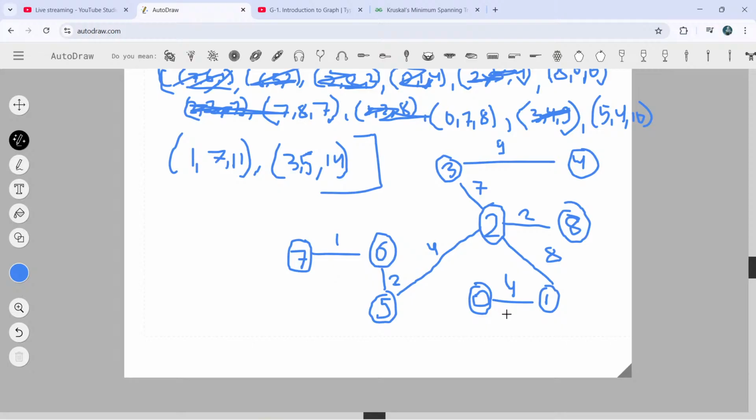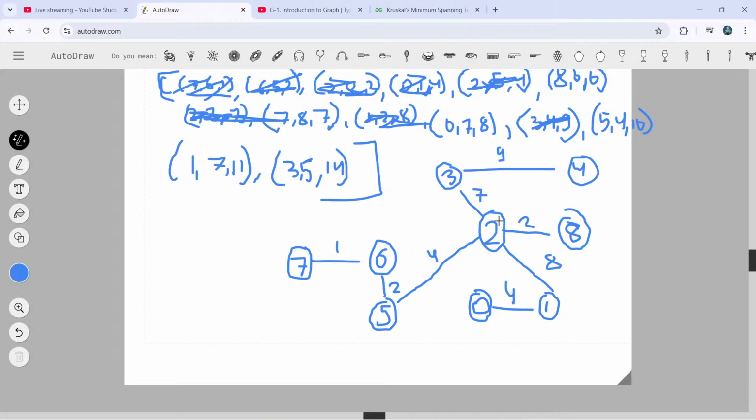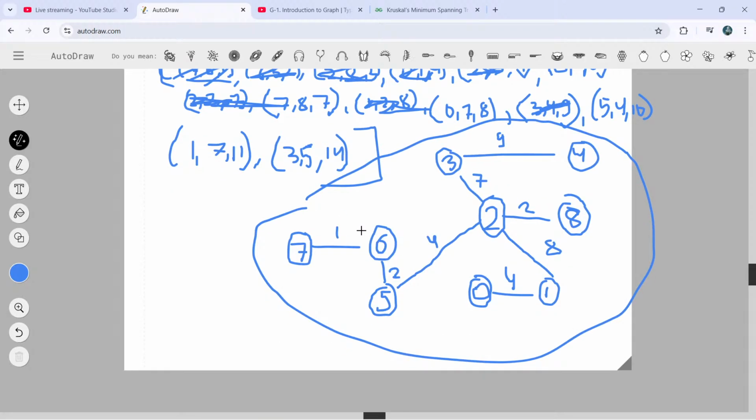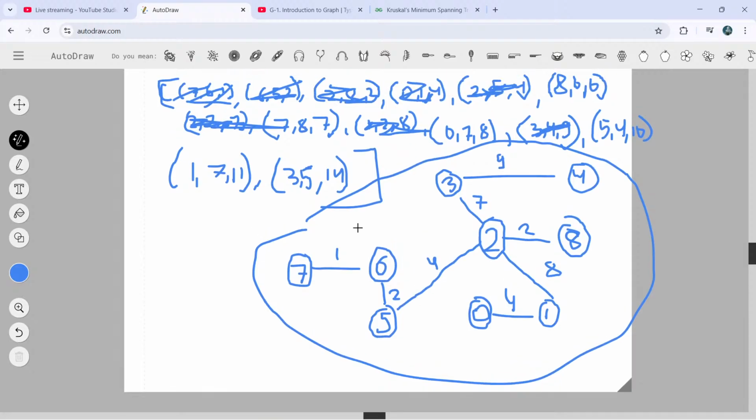So we have 1, 2, 3, 4, 5, 6, 7, 8 edges. Right, we have 8 edges, and this is the minimum spanning tree we get. Now the most important step, did you know what the most important step was?